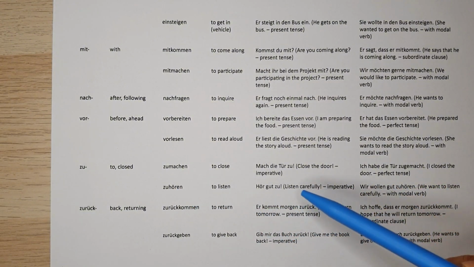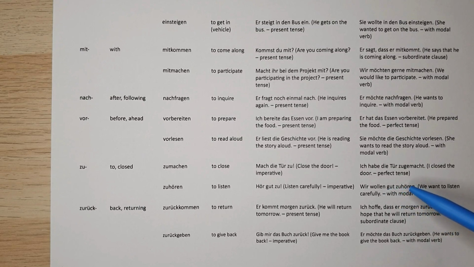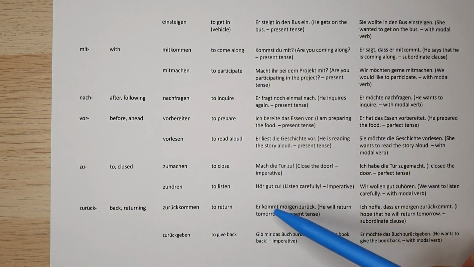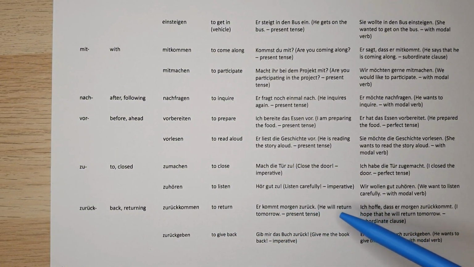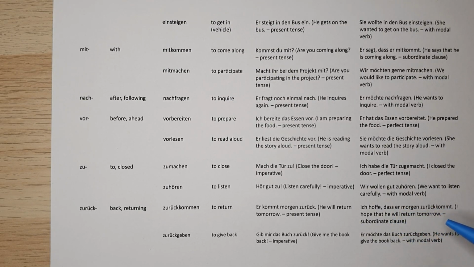Zuhören, to listen. Hör gut zu. Listen carefully. Imperative case. Wir wollen gut zuhören. We want to listen carefully, with modal verb. Zurückkommen, to return. Er kommt morgen zurück. He will return tomorrow. Present tense. Ich hoffe, dass er morgen zurückkommt. I hope that he will return tomorrow.